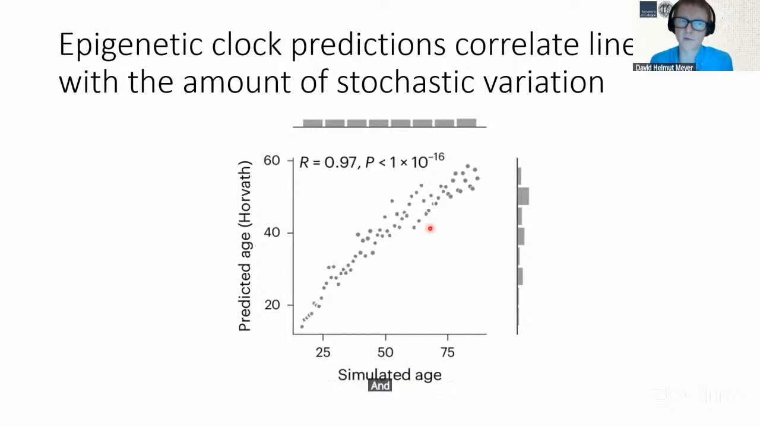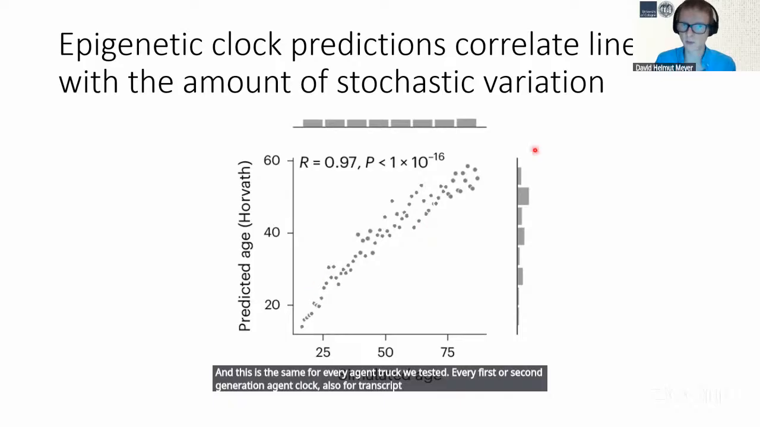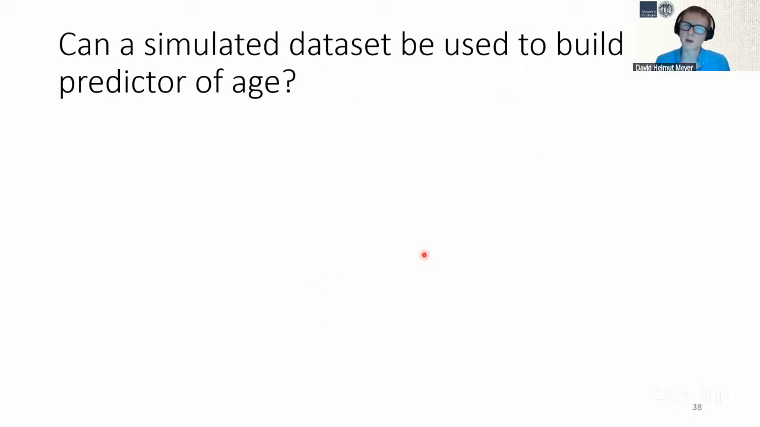And this is the same for every aging clock we tested. Every first or second generation aging clock, also for transcriptomic aging clocks. It's always correlated. And now we're wondering, if this works, can we do the reverse? Can we use a simulated data set and build our own aging clock?